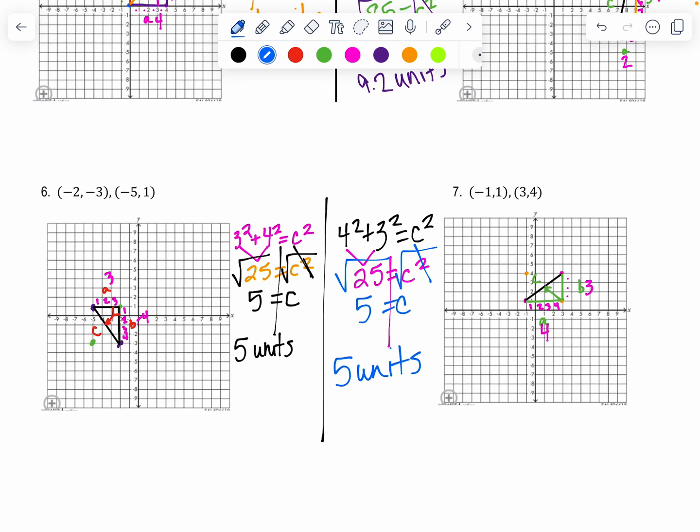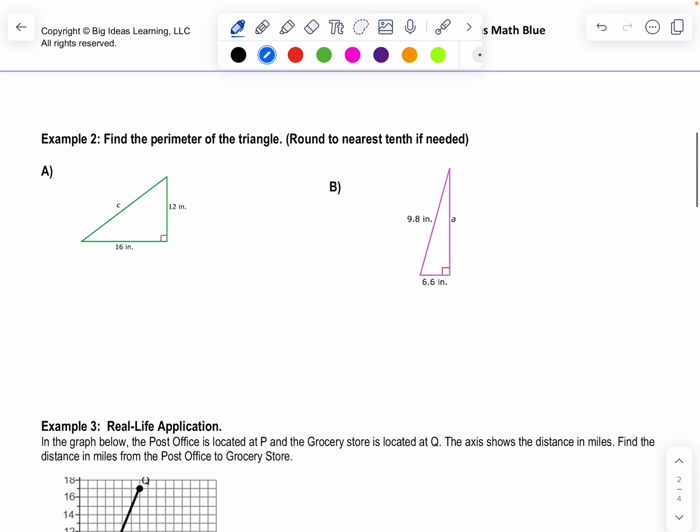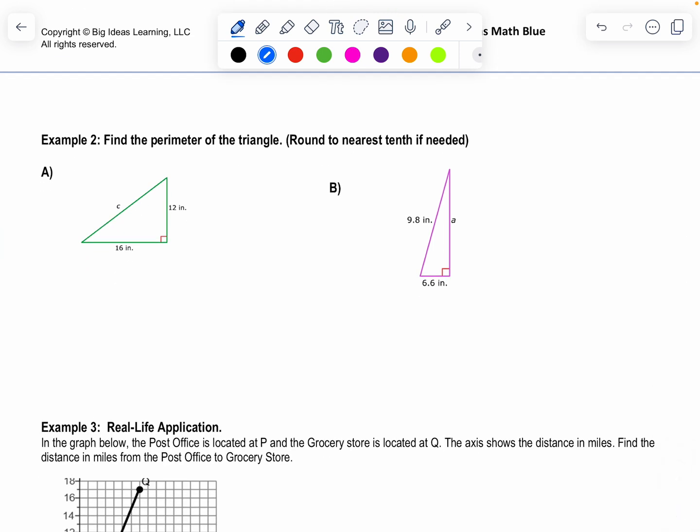All right, so that's how you find the distance between 2 points. Okay, that's what you're doing on your homework. But we have some more problems we need to do. Not too many, but I need to show you how to do this.